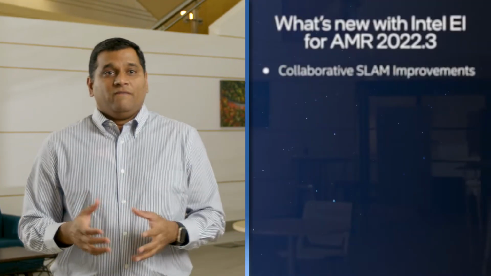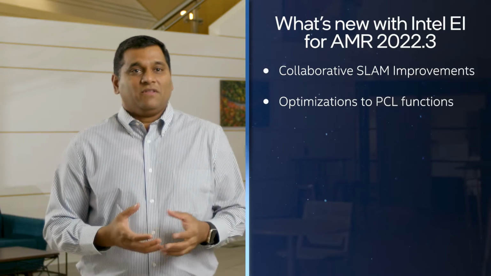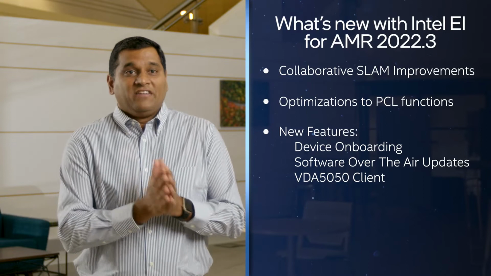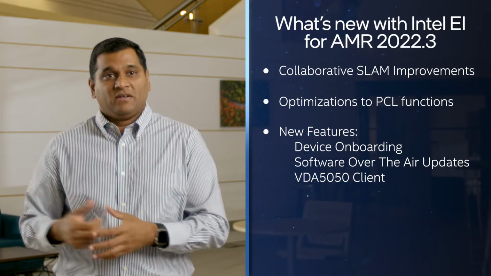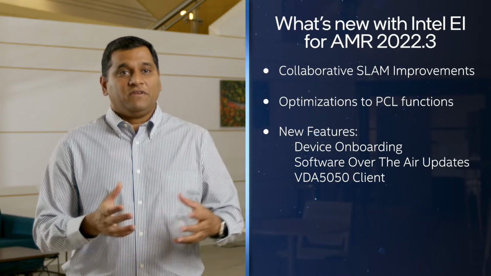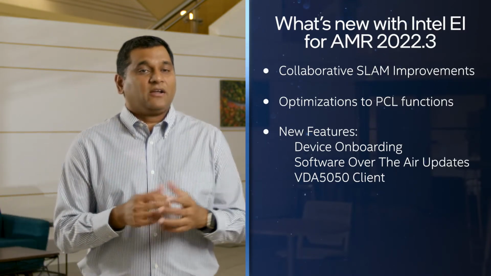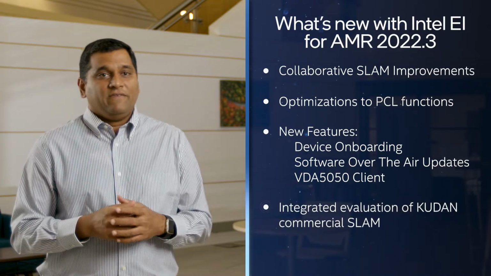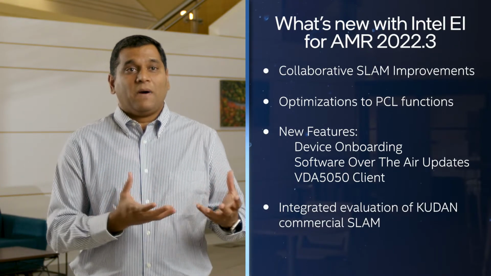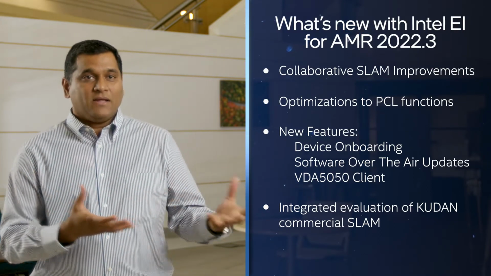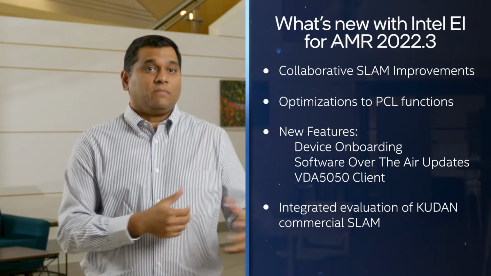Second, we have also extended the performance optimizations of the Point Cloud library. Third, we have added the functionalities to device onboarding and over-the-air updates. And we are introducing the VDA 5050 client for interaction between device and edge server over standard communication interface. Finally, we have added the evaluation version of the third-party commercial SLAM solution from Kudan. You can experiment with Kudan SLAM algorithm by downloading the Kudan solution from Intel EI for AMR SDK. Now let's dig into these Q3 features one by one.